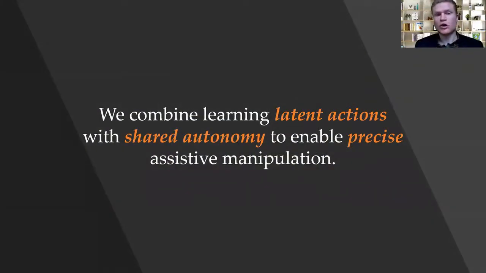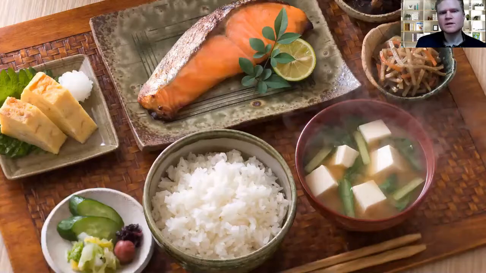So our approach, or our insight, is that we can combine these learned latent actions with shared autonomy, a paradigm for assisting the user, in order to enable precise assistive manipulation for applications such as eating. So with this eating in mind, imagine that you have a plate in front of you. There are many different things you could want on the plate, but you'll notice that they're kind of discrete goals. I might want to reach for the rice, I might want to reach for the tofu, etc.